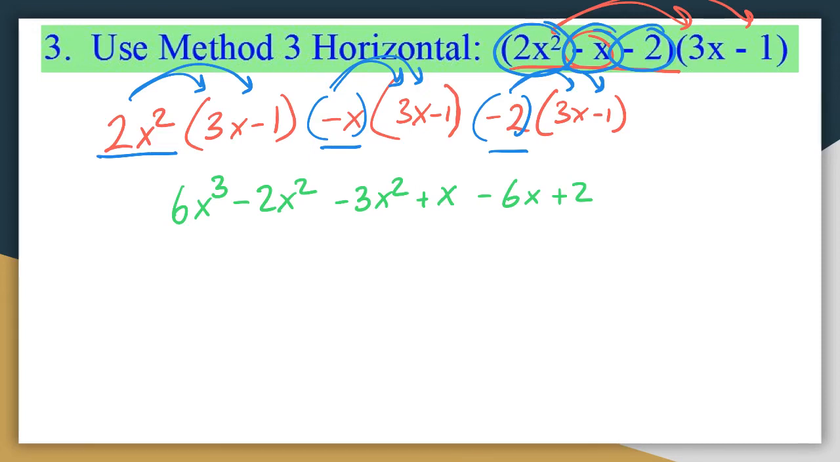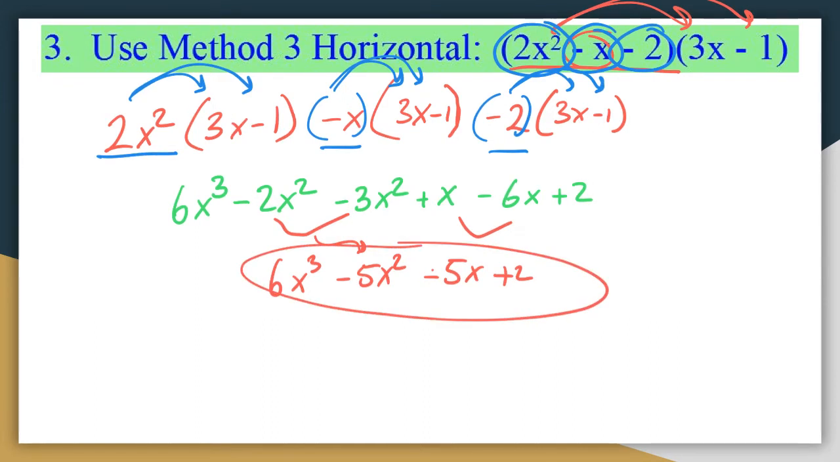And if we notice, there are some like terms to be simplified. Negative 2x squared and negative 3x squared. Also, x and negative 6x. X cubed and the constant 2 have nothing to be combined with. So our final answer should be 6x cubed minus 5x squared, that's those two combined, plus, minus 5x, because x minus 6x is negative 5x, and then plus 2. This should be your finalized answer. And again, that's the horizontal method.